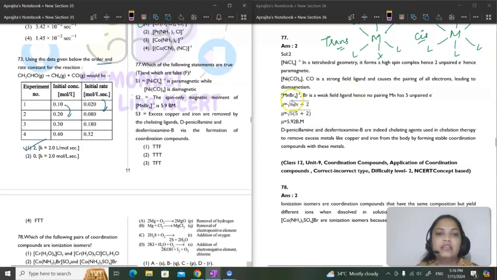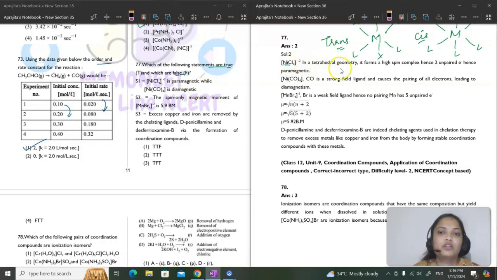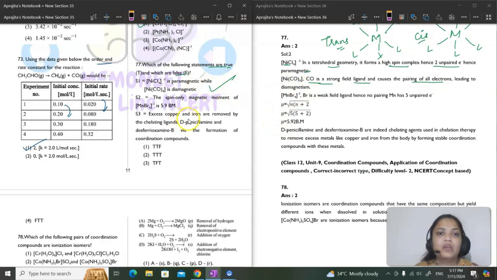Question number 77. Which of the following statements are true and which are false? Statement 1 is NiCl4 is paramagnetic while Ni(CO)4 is diamagnetic. So yes, in nickel tetrachloride, we have a tetrahedral geometry which is a high spin complex. 2 unpaired electrons are there, meaning it is paramagnetic. Now in CO, carbon monoxide, these carbonyl ligands are strong field ligands and pairing of electrons will happen. So diamagnetism will happen. So this is true.